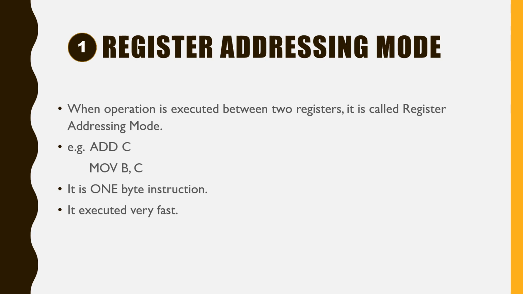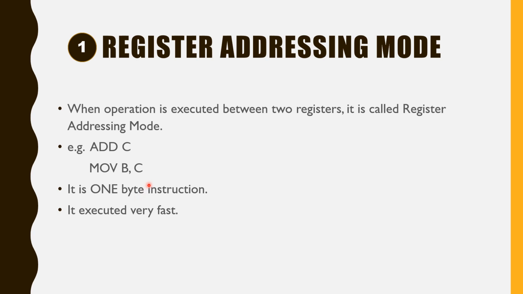So in the first example, they have given ADD C. C is a source operand. So when the source operand is a register, it is called register addressing mode. Register addressing mode is always a 1 byte instruction. 1 byte means 8 bit.